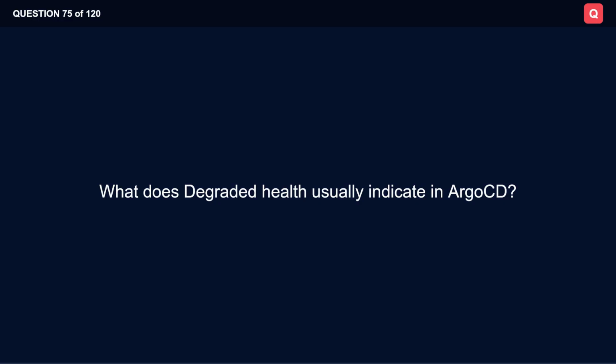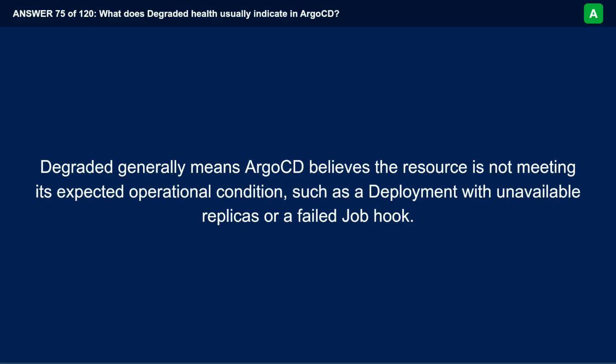What does degraded health usually indicate in ArgoCD? Degraded generally means ArgoCD believes the resource is not meeting its expected operational condition, such as a deployment with unavailable replicas or a failed job hook.